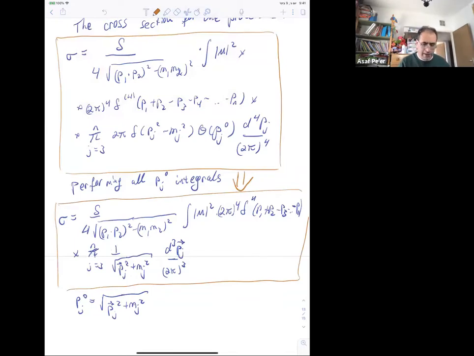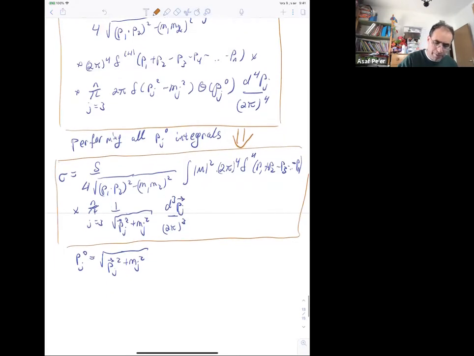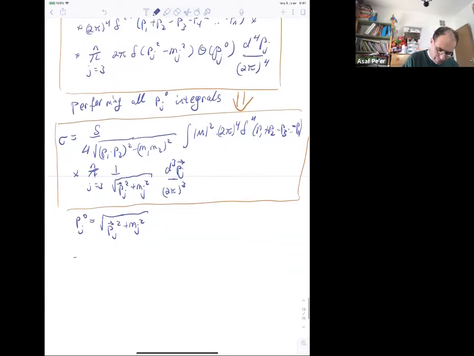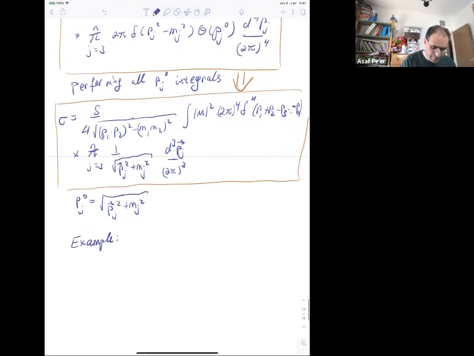Okay, so again, we can take the example, and the simple example is a two-body scattering in the center of mass frame.